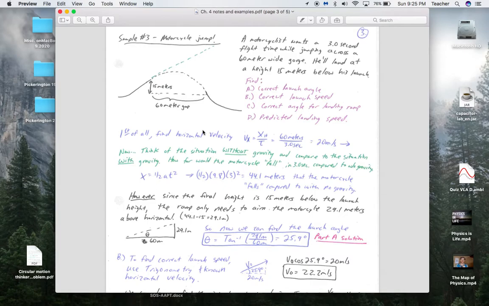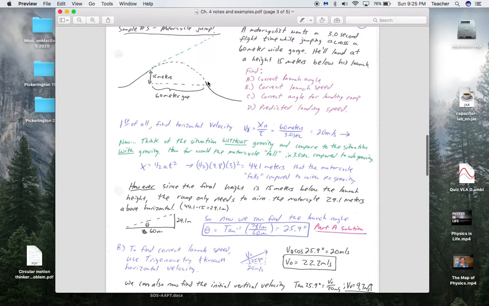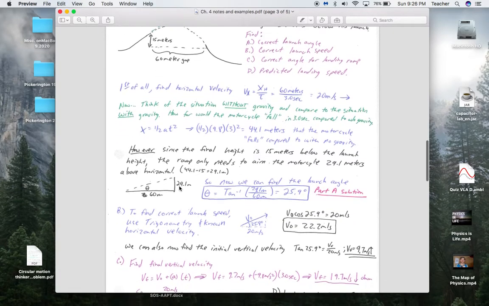Now, if I think about that, it can fall 44.1 meters, but part of that's because this is 15 meters below where it launched. So in reality, if I look at this and compare it to the launch height, it can fall 29.1 meters compared to the launch height. Well, what good does that do? What it does is it lets me know that for the 60 meters across, my motorcycles can fall 29.1 meters compared to where they would be with no gravity.